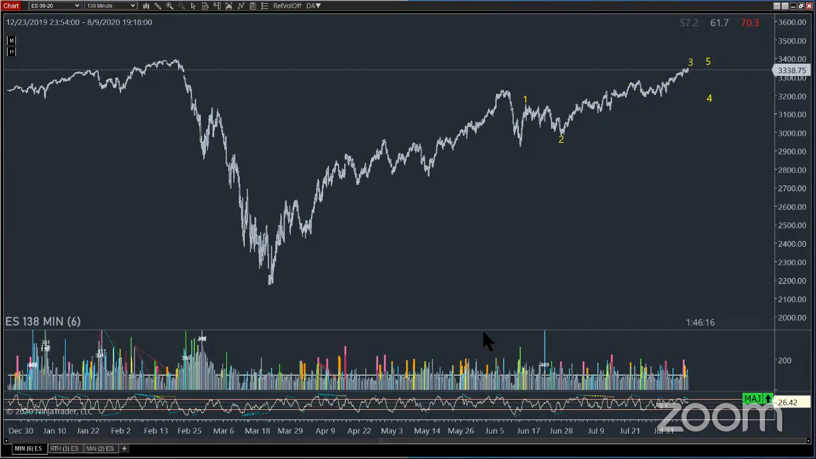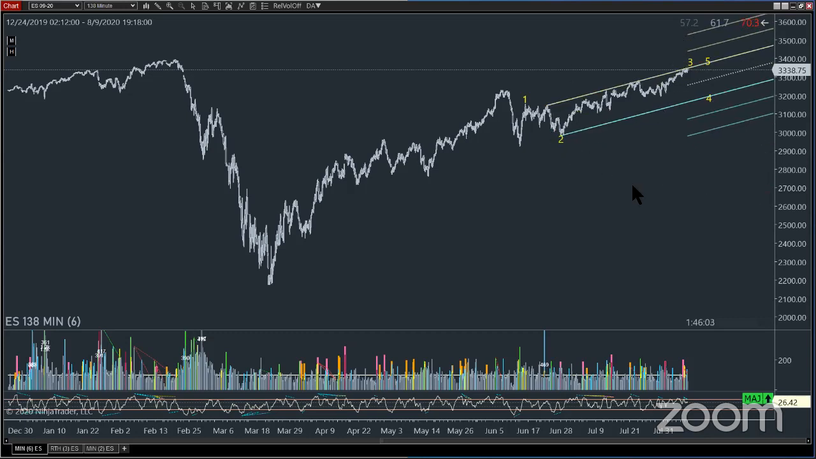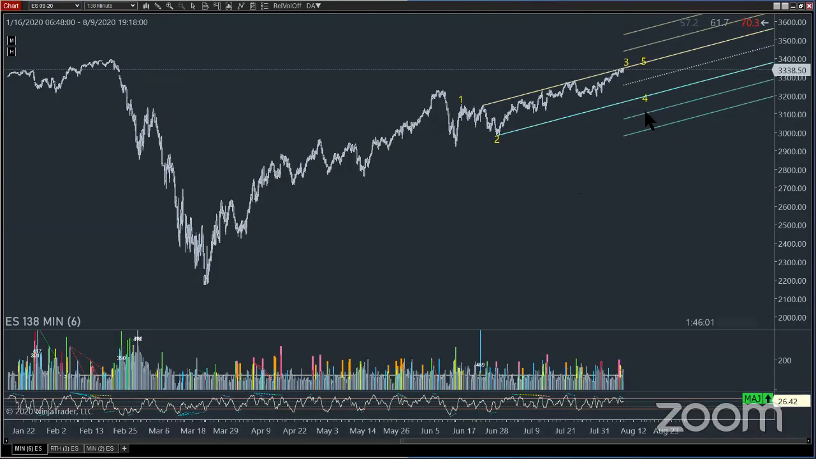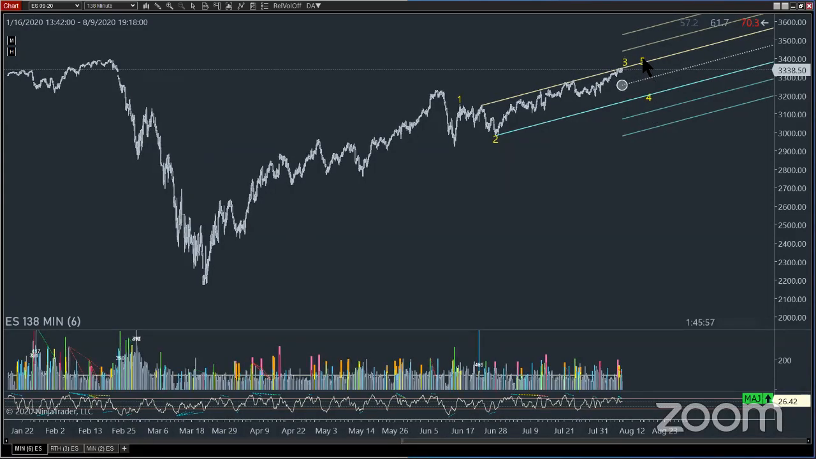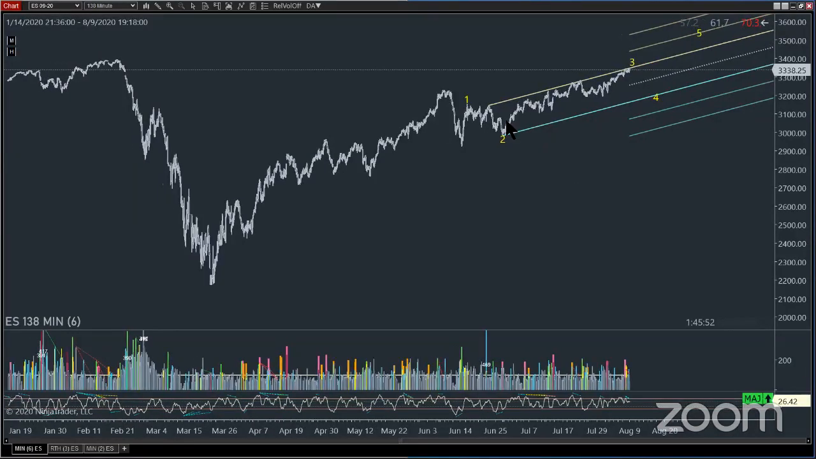One, two, three, four. All right. If we have made the end of 3, yeah, there's 4. Somewhere up in here. I don't think it's quite done going up yet, though.